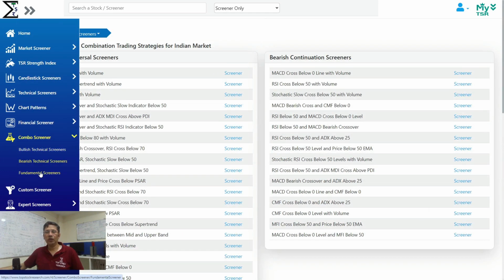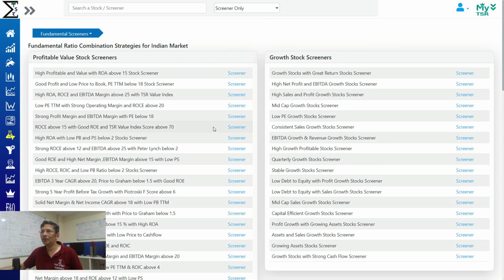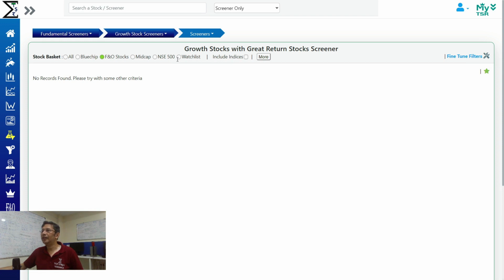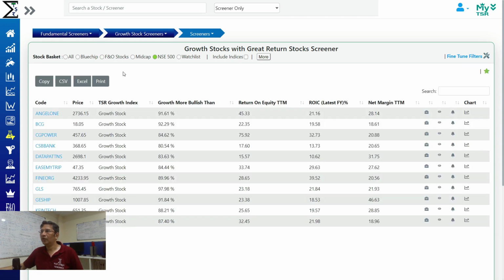Then I'll quickly go to fundamental screeners. Fundamental screeners will have a combination of two or more fundamental values. For example, if we go and look at growth stocks with great returns, right? When you click over there, you'll see that there's no stock out here. When you go to NSE 500, you'll see that from a TSR perspective, don't worry about this thing. A TSR growth index will have a separate video on that, but consider this as an important indicator. Also the ROE is good, ROIC is good, net margin is good.